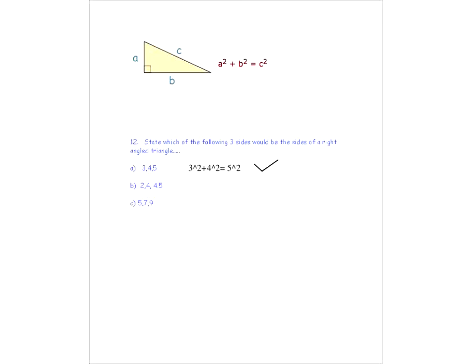Let's check out the next one. 2 squared plus 4 squared is equal to 4.5 squared. Remember, we always want to make the number that's just by itself the largest number, right? So in this case, it's 4.5. Okay, so let's see if this one's right. 2 squared we know is going to be 4. 4 squared is going to be 16.